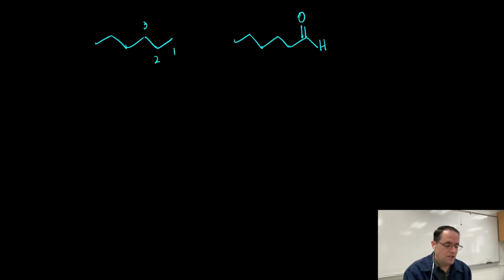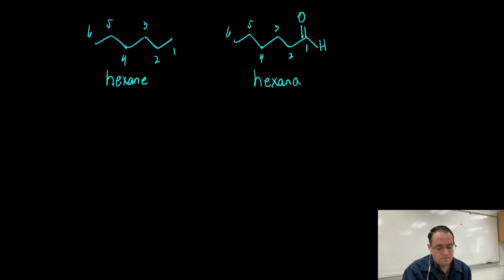So let's just look at some simple cases here. If you have something like this, again, we're just talking about aldehydes for now. This is the longest chain here, 4, 5, 6. This is just called hexane. The parent chain is 6 carbons long. This is hexane as well, but we changed the name by adding an AL to it. So we drop the E there and we add AL.